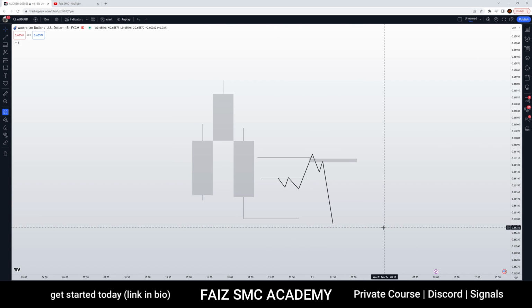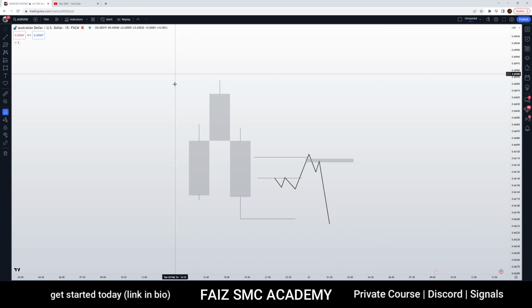Very simple. And as I said before, you must identify these swing highs and lows during London and New York session. And if a swing high or a swing low is formed after some key liquidity was taken out, or it forms in some higher time frame PD array, it makes it even higher probability. But it can work wherever it forms, so don't worry about it.